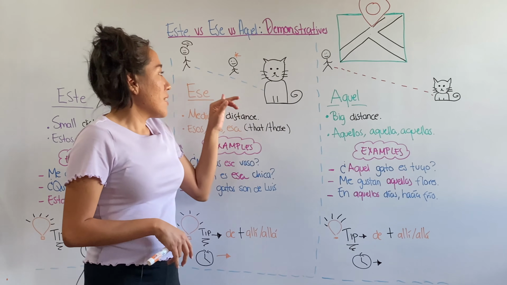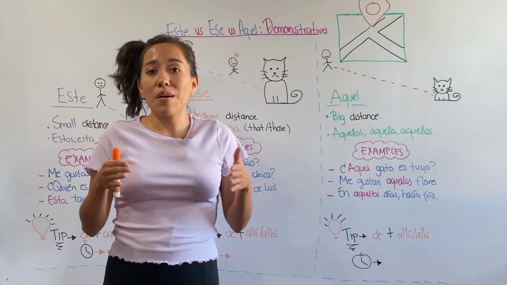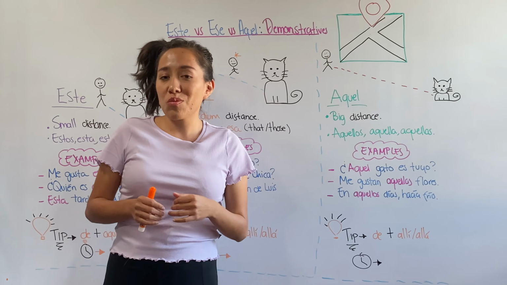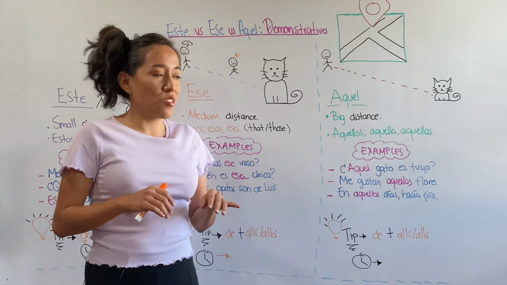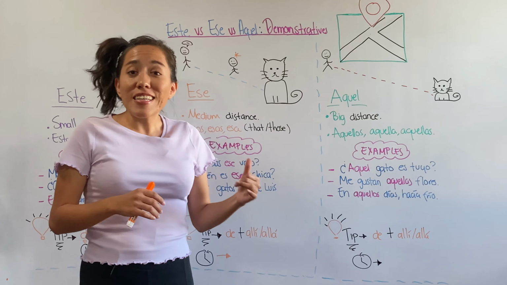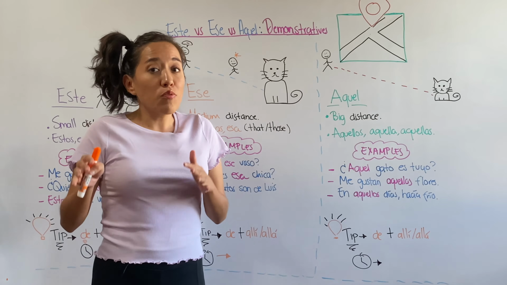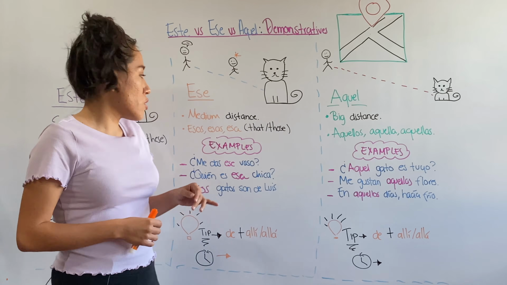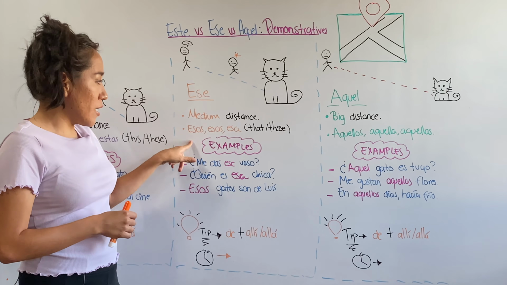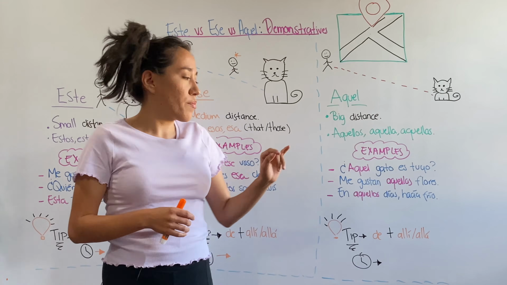On the other hand, ese expresses a medium distance. That object or thing is not as close as you think. Like este, ese is going to have different forms depending on the noun you're using. For example, esos, esas, esa.